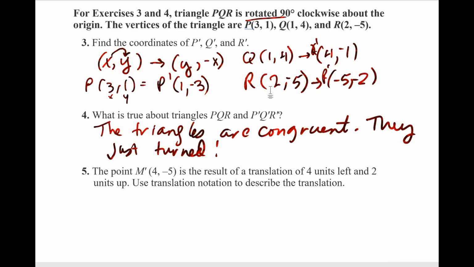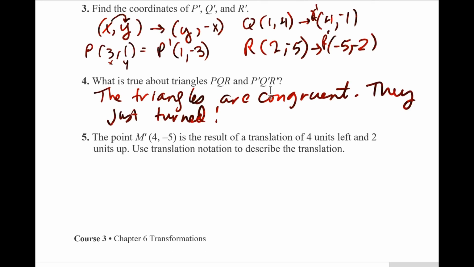The point M prime for negative 5 is the result of a translation of 4 units left and 2 units up. Use the translation notation to describe the translation. We know that if I go 4 units to the left, it's x minus 4. And then 2 units up is just y plus 2. That's the notation.